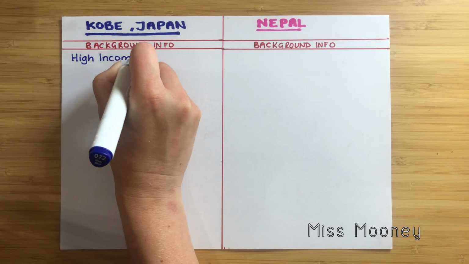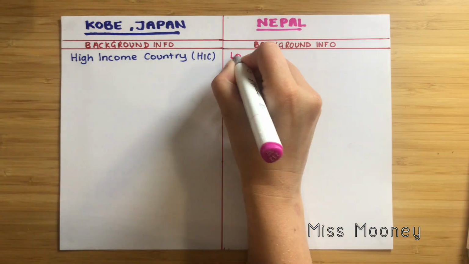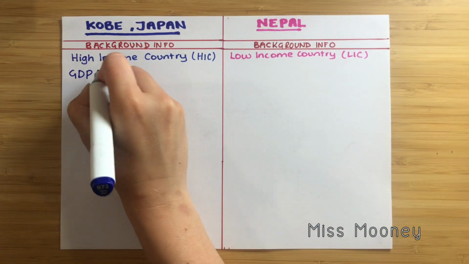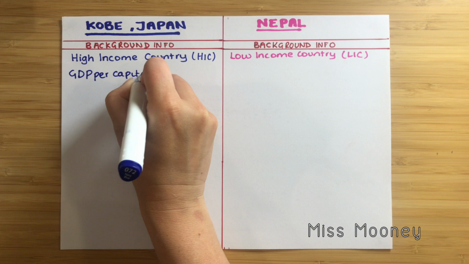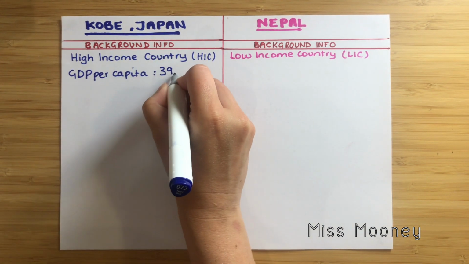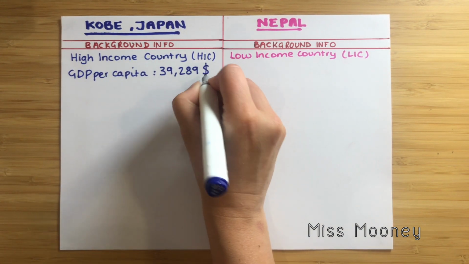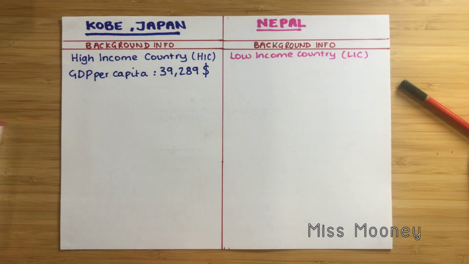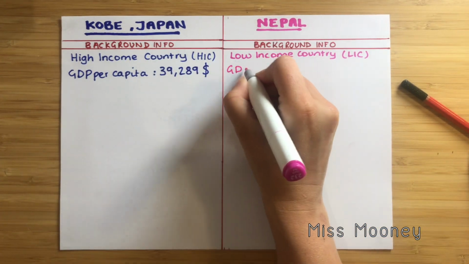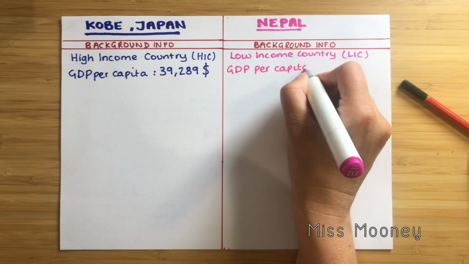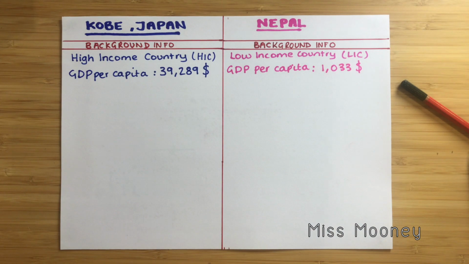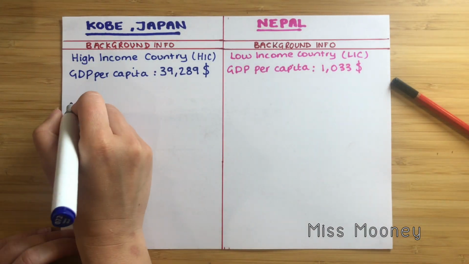We need to know the background information for both Japan and Nepal, and we also need to know about the earthquakes and what happened. So in Japan, which is a HIC, and Nepal, which is an LIC, Japan has a GDP per capita of over 39,000 a year, and Nepal has a GDP per capita of about just over 1,000. So that's the average that people will be earning a year in that country. So you can see the big contrast.